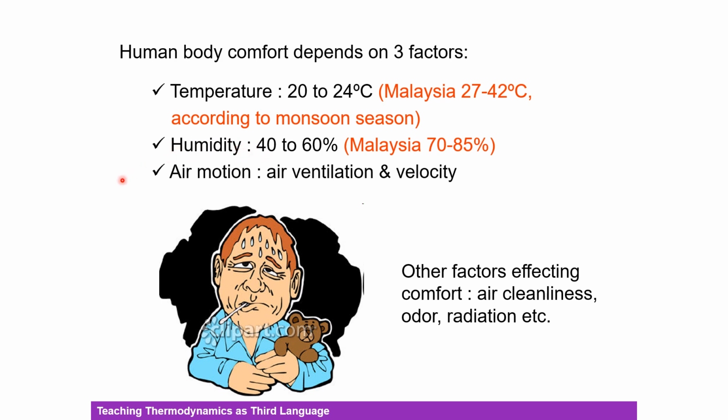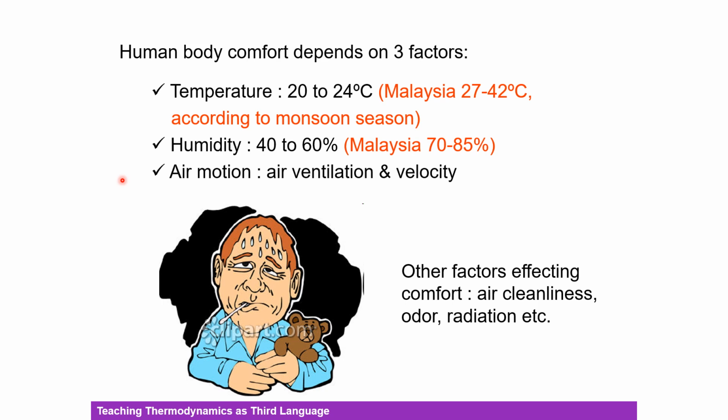Now air motion also plays an important role in human comfort. It removes the warm, moist air that builds up around the body and replaces it with fresh air. So therefore, air motion improves heat rejection by both convection and evaporation.